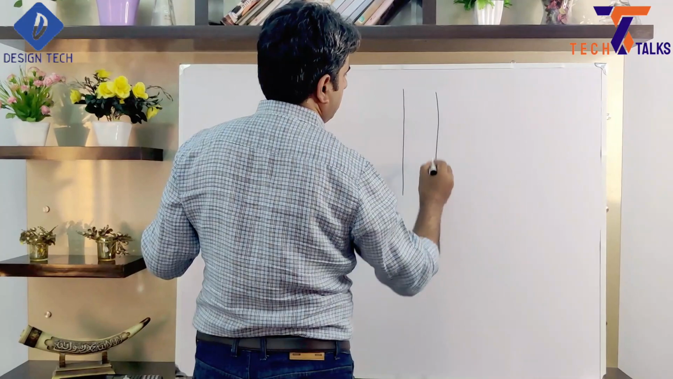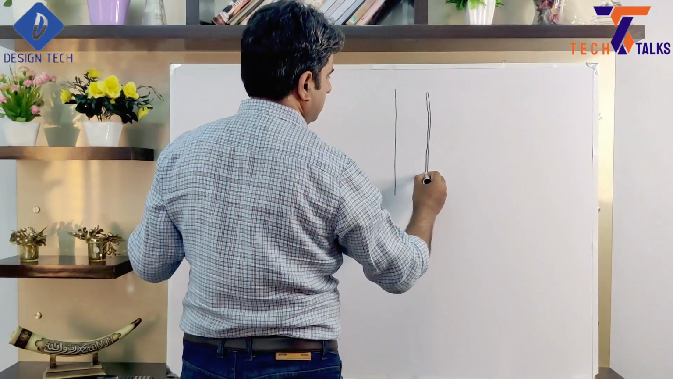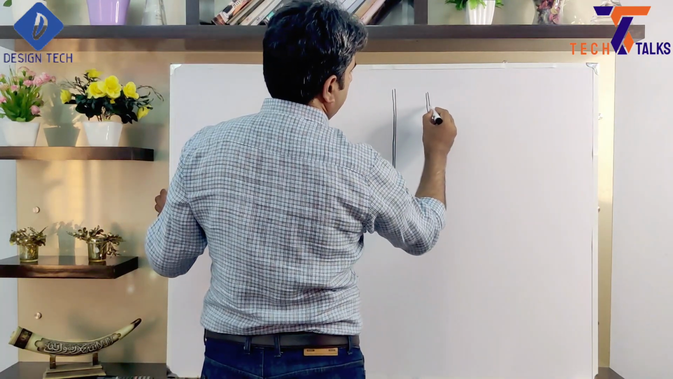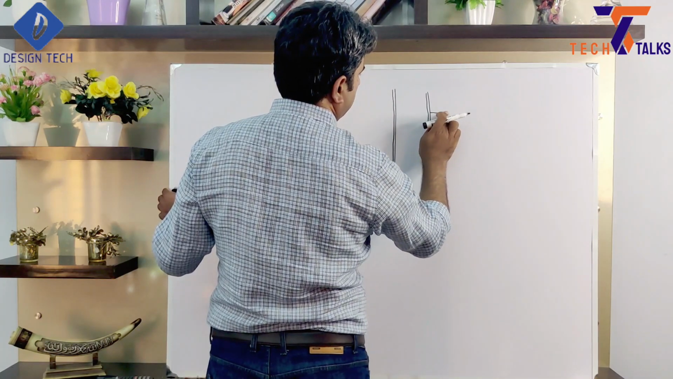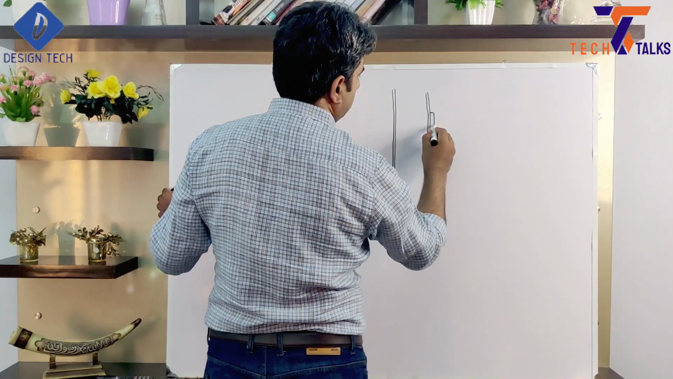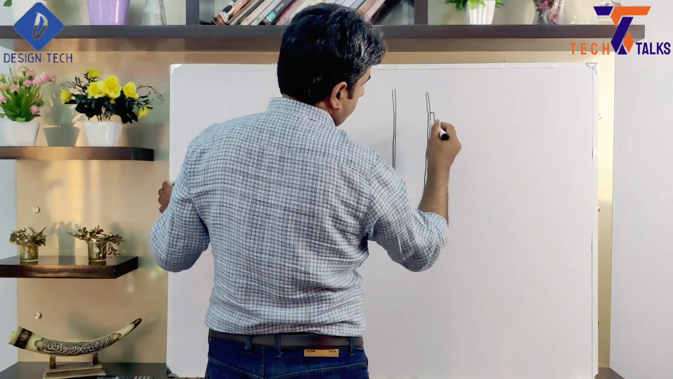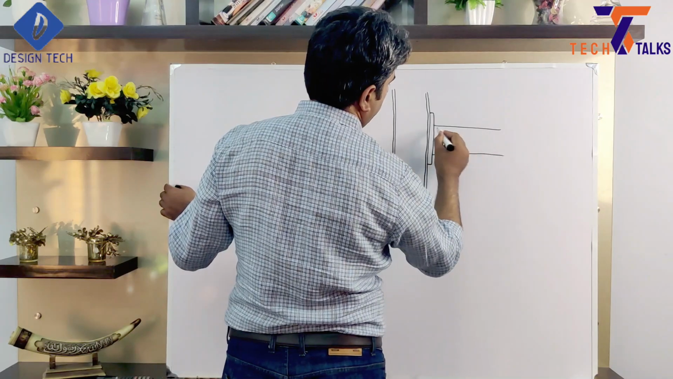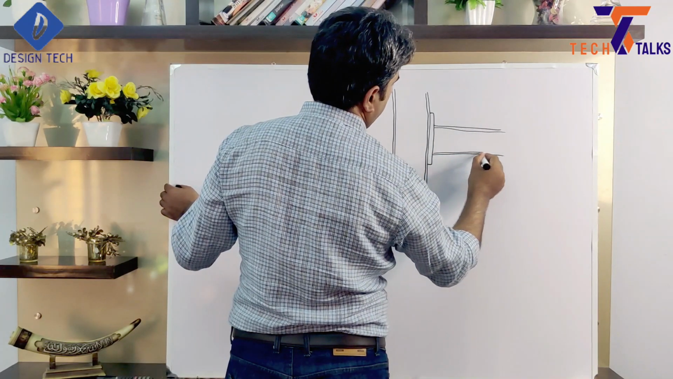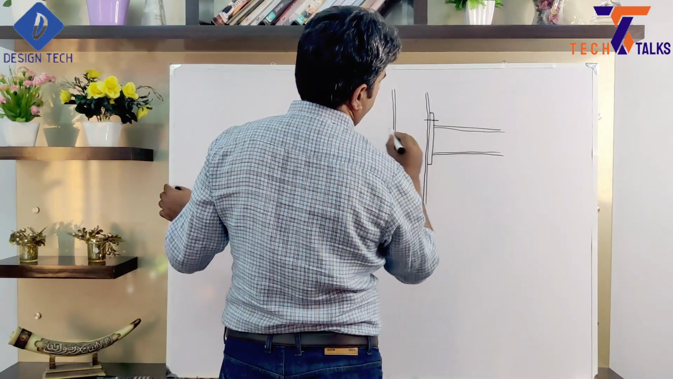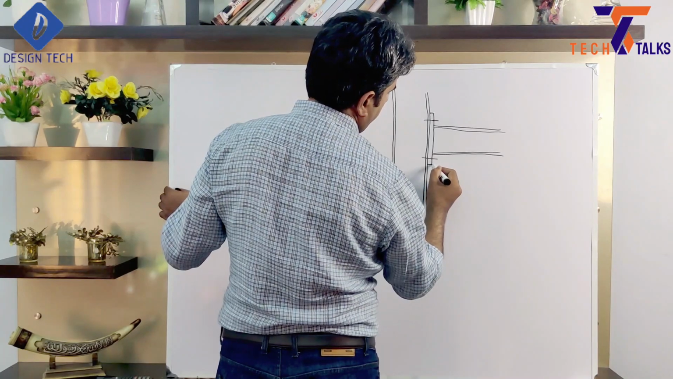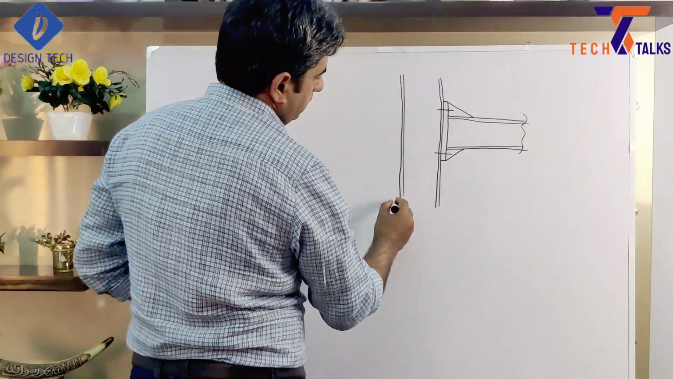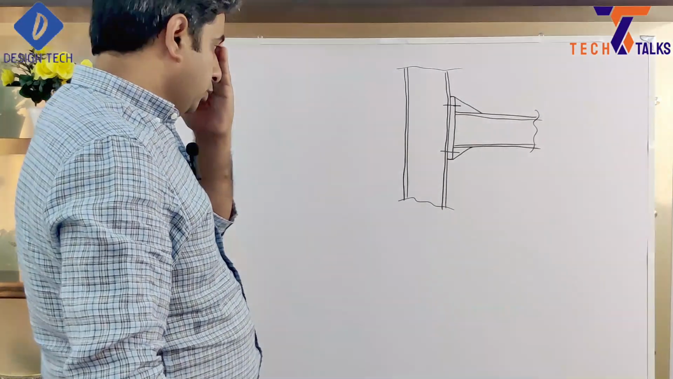This is our column with flanges. Then we have the end plate. This is our beam. Suppose we have a bolt here. We have bolts here, and a small stiffener, something like this. So this is our moment connection.